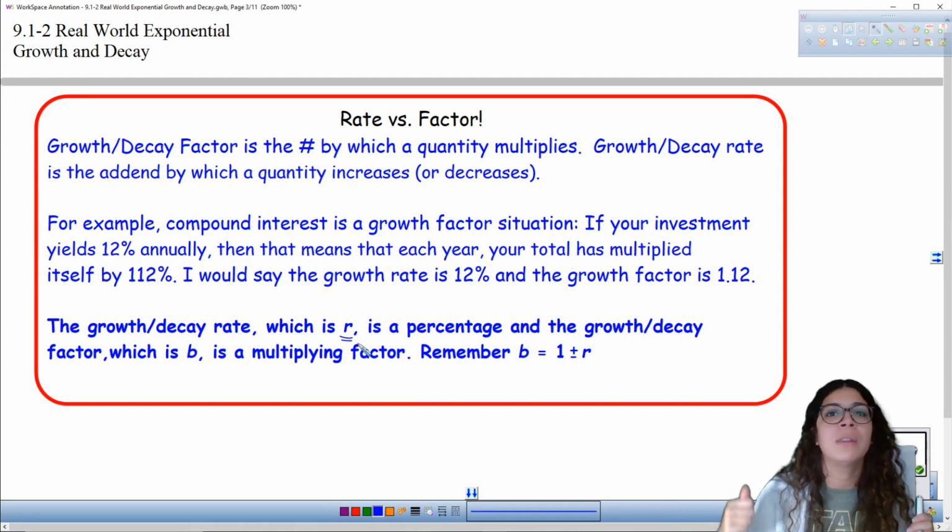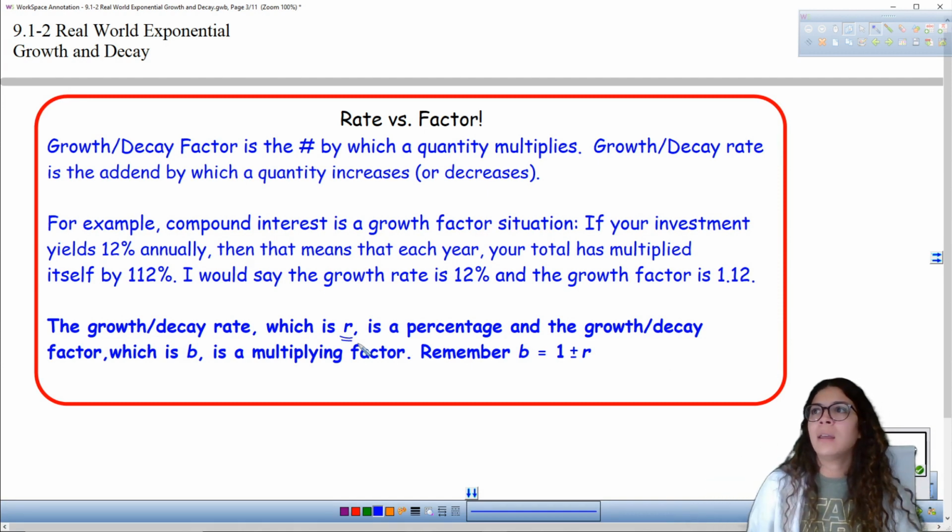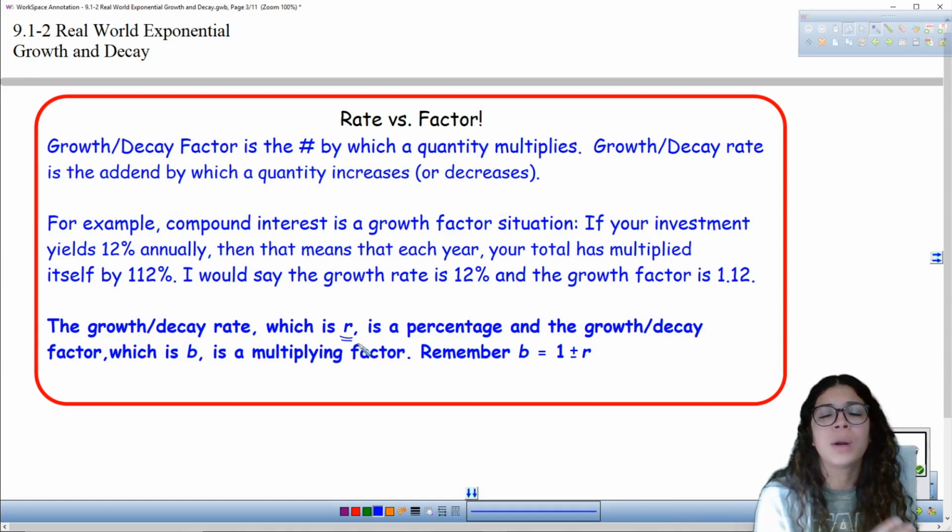So sometimes you might just be given the factor outright, like it's quadrupling every 3 hours. Okay, well then the factor is 4. It's quadrupling, so you're multiplying it by 4. The factor is what you're actually multiplying by. The rate is only the percentage, which then you would add to 1 if it's growth or subtract from 1 if it is decay. So remember that the factor, if you are given the rate, is 1 plus or minus the rate: plus if it's growth, minus if it's decay. All right, so I won't continue any further, but just remember, rate is very different than factor.